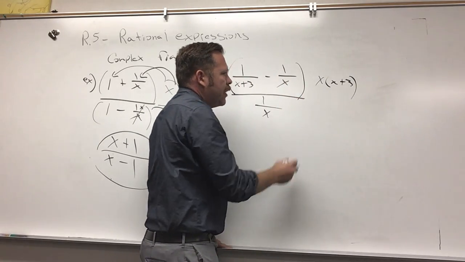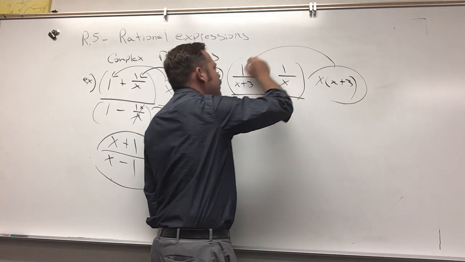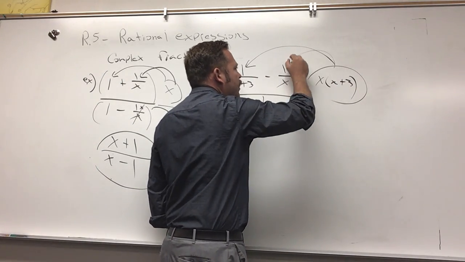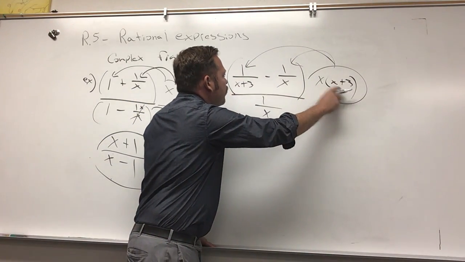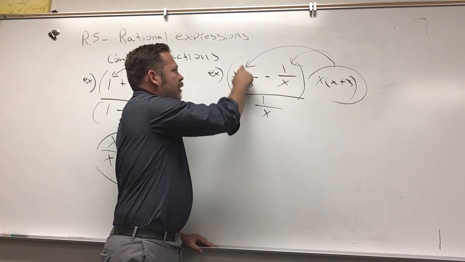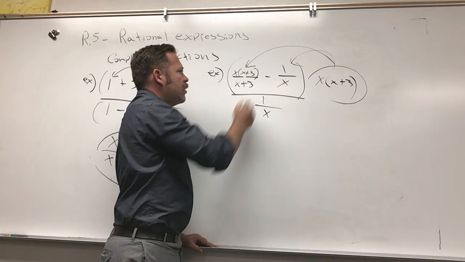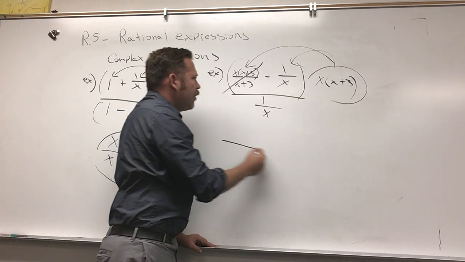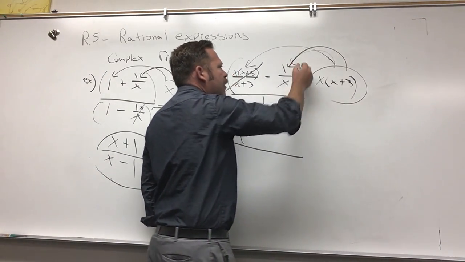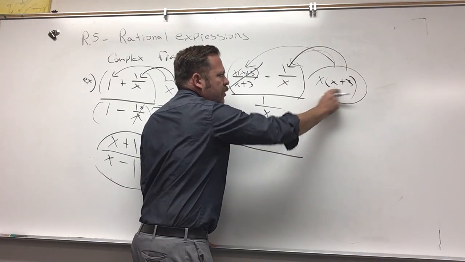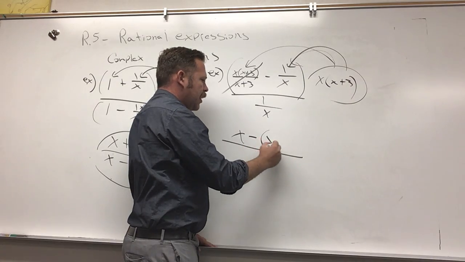Now, we're going to take this x times x plus 3 and multiply it to here, and multiply it to here. Okay? Now, when I take this x plus 3 and multiply it to here, I get x times x plus 3. And look what's going to cancel: the x plus 3's. The only thing I'm left with is x. And when I multiply it to here, what cancels? The x term. So I'm left with minus x plus 3.